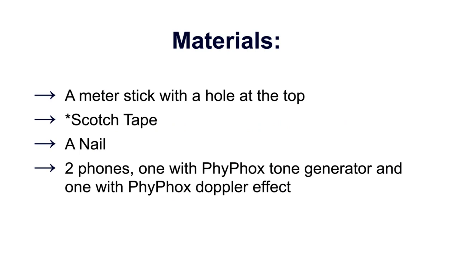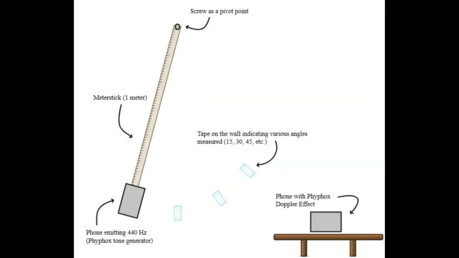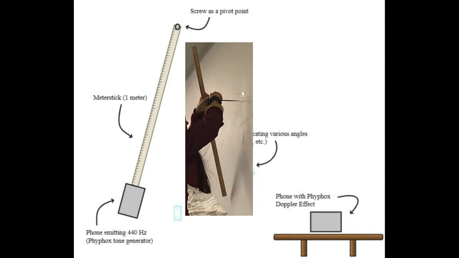Moving on to our method. In order to create a pendulum, we use the following: a meter stick with a hole at the top, duct tape, a nail, and two phones, one with Phyphox tone generator and one with Phyphox Doppler effect. At the end of the meter stick, we place the tone generator phone and secured it tightly with duct tape. Keep in mind to do test swings after taping the phone in order to test its security before proceeding with this experiment. Once this is done, we then hang the apparatus on the nail, making sure to pad the space on the nail with duct tape to prevent it from wobbling as it swings.